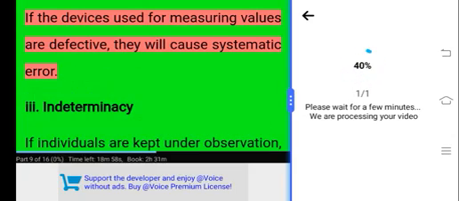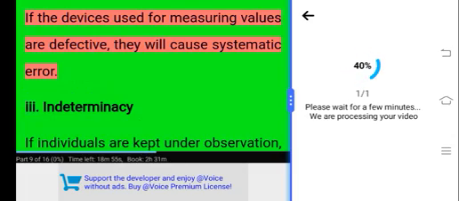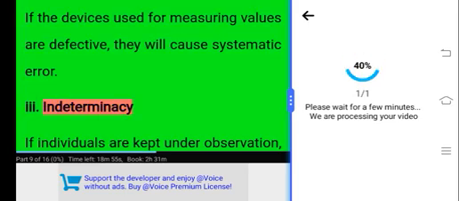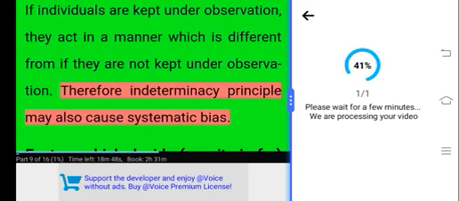If the devices used for measuring values are defective, they will cause systematic error. E. Indeterminacy. If individuals are kept under observation, they act in a manner which is different from if they are not kept under observation. Therefore, the indeterminacy principle may also cause systematic bias.